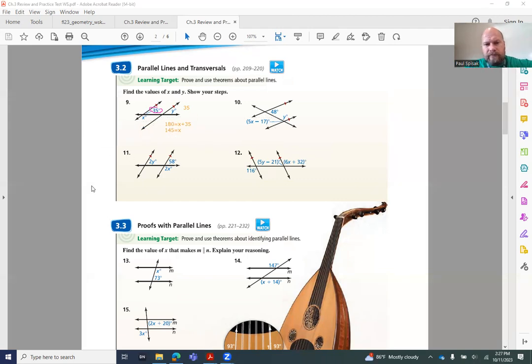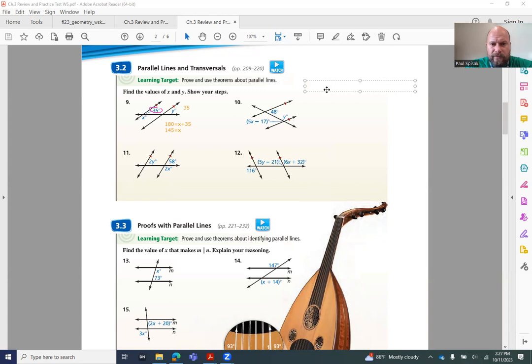Now, for number 10, same idea. 48 is in the one corner. That's acute. 48 and the X value this time are in both acute angles. So those two should be equal. So now we're going to solve by saying those two equal to each other.